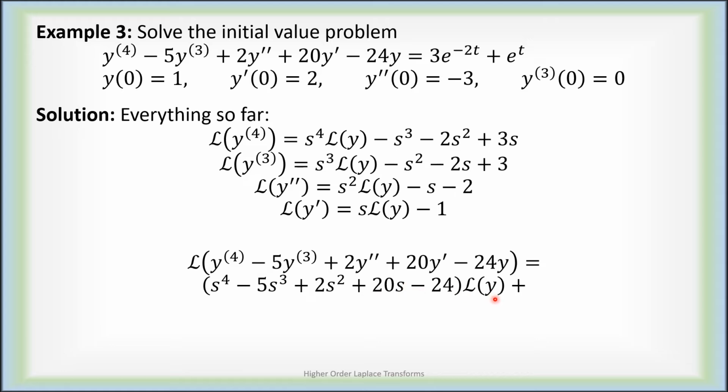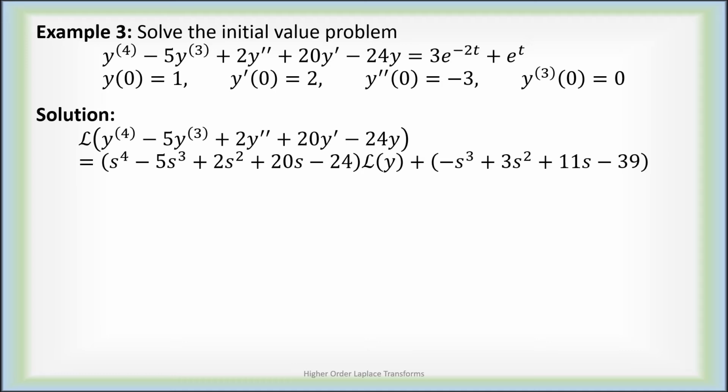Now I'm going to take care of all of the terms that don't have the Laplace transform of y. So I get all of these terms here, minus s cubed minus 2s squared plus 3s. Then I have to multiply all of these by minus 5. So plus 5s squared plus 10s minus 15. Multiply these terms by 2, so we get minus 2s minus 4. Multiply this by 20, so we get a minus 20, and then a minus 24, which simplifies to minus s cubed plus 3s squared plus 11s minus 39. So here's the Laplace transform of the left side of the equation we began with.